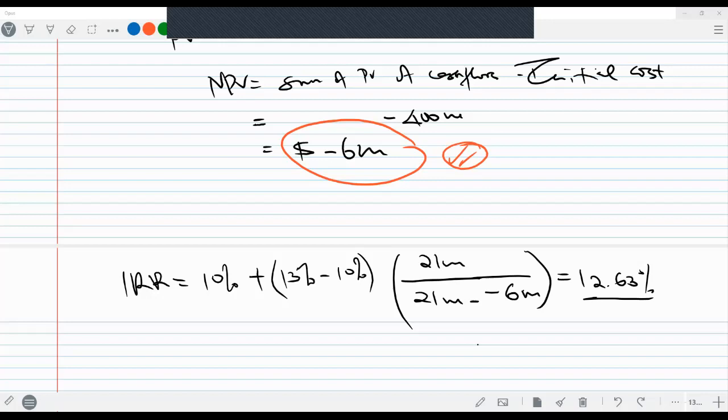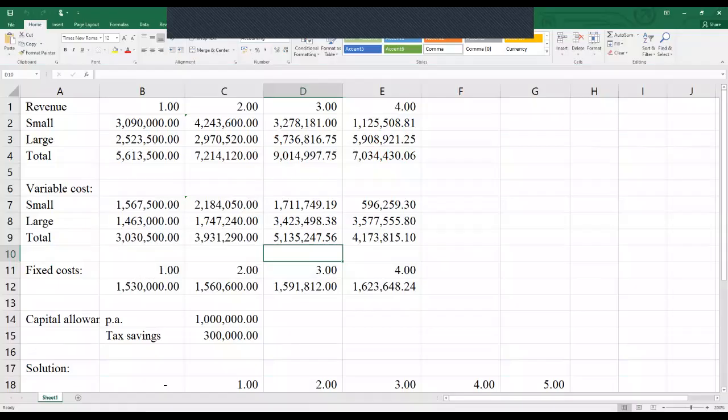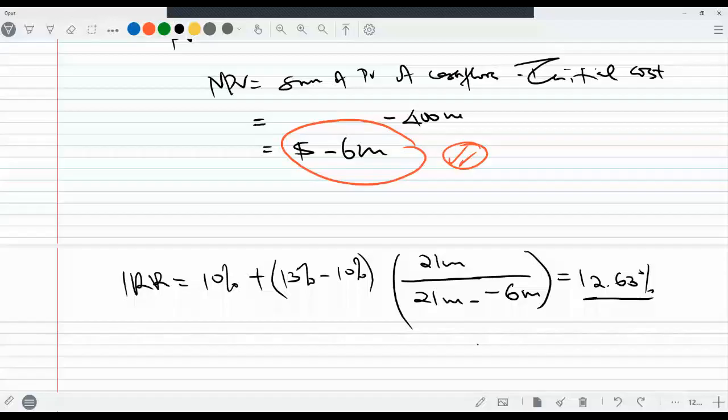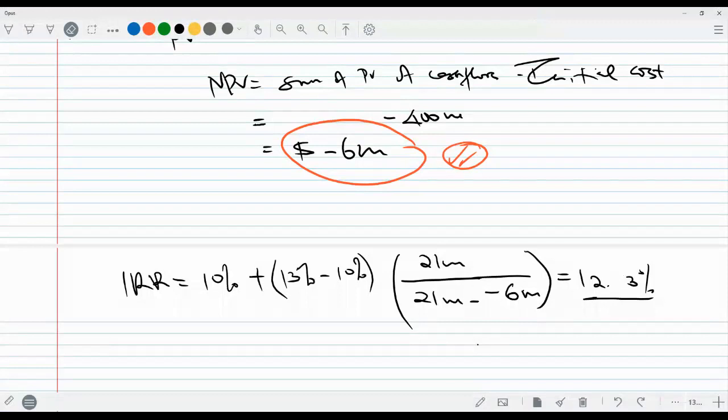I think the answer is 12.33%. What happened? Someone confirm that answer, 12.33 or 12.63? 12.33, not 63. Okay, 12.33%.